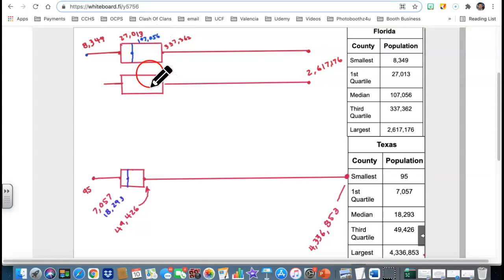Median is the middle value of the data. The third quartile, the upper quartile, is 337,362. And the largest value is 2 million. Again, not to scale, because imagine here is almost 2,300,000, which doesn't make sense with these values. I just want to show you the quartiles. Okay, first quartile, this is the second quartile or median, and this is the third quartile.